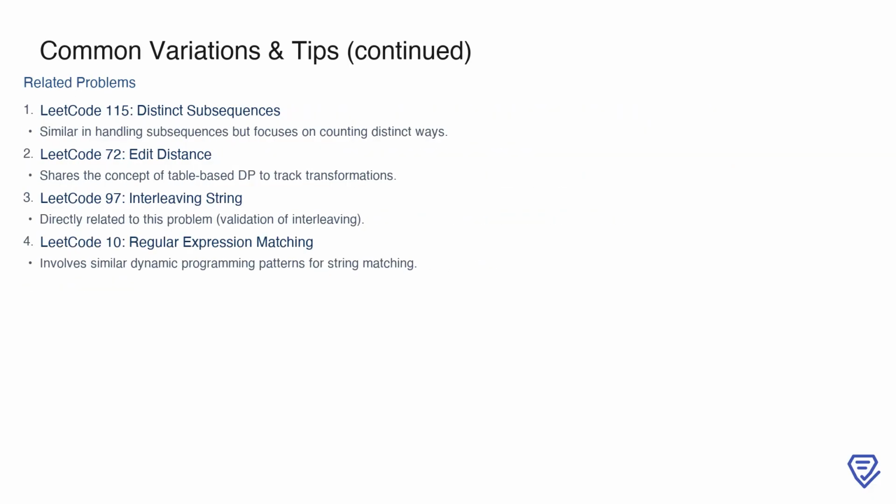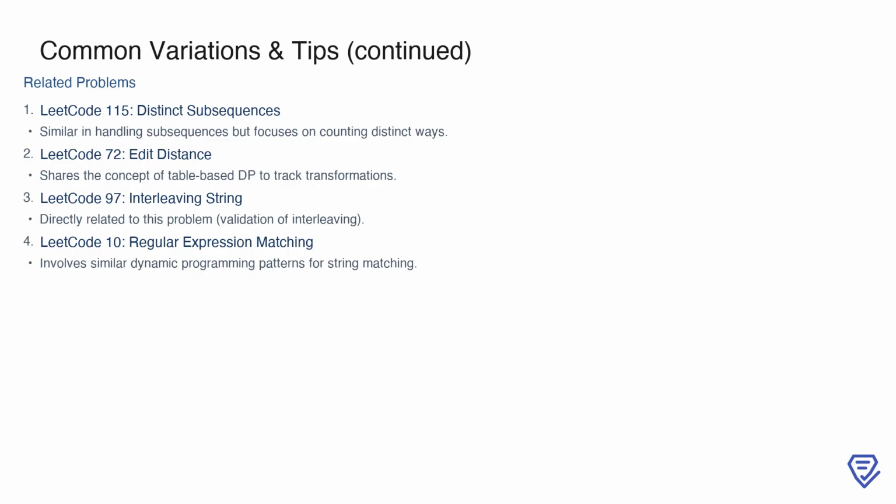Understanding related problems can deepen your grasp of the interleaving string challenge. For example, LeetCode 115, Distinct Subsequences, shares similarities in handling subsequences but focuses on counting distinct ways to form one string from another. LeetCode 72, Edit Distance, applies a similar table-based DP approach to track transformations between two strings. Of course, LeetCode 97, Interleaving String, is the problem we're currently examining, where validating interleaving is the primary goal.